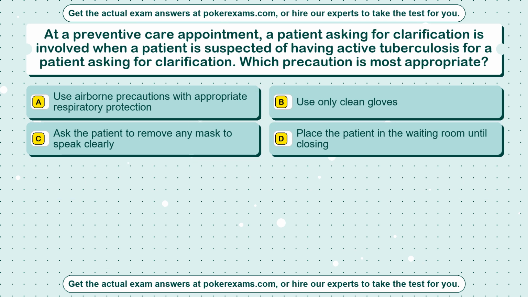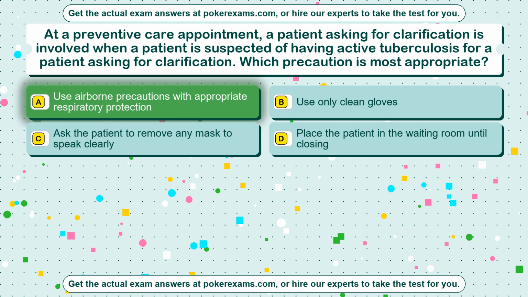Question 56. At a preventive care appointment, a patient asking for clarification is involved when a patient is suspected of having active tuberculosis for a patient asking for clarification. Which precaution is most appropriate? Option A, use airborne precautions with appropriate respiratory protection. Option B, use only clean gloves. Option C, ask the patient to remove any mask to speak clearly. Option D, place the patient in the waiting room until closing.